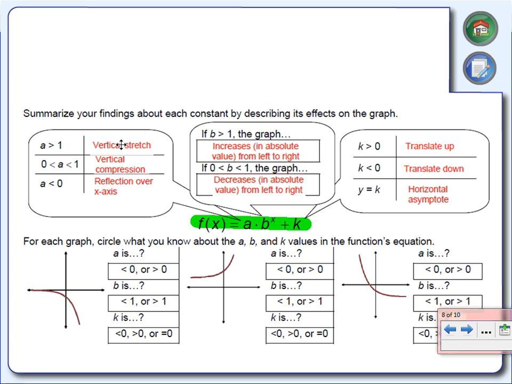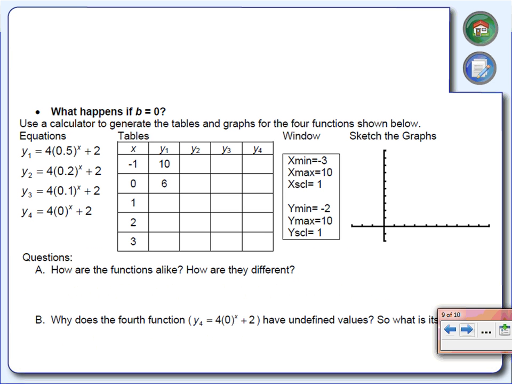All right, I'm going to go ahead and skip this part at the bottom here. I want to make sure that we get to the last page. And on this last page, I'm just going to summarize the main idea of what they're trying to get to here, because we're running out of time. So if we look at the first half of the page here, it says, what happens if B is a zero? So we're not going to go through the whole thing. What I want you to do is in y equals, type in this equation for me only. In y1, type in 4 times 0 to the x power plus 2.